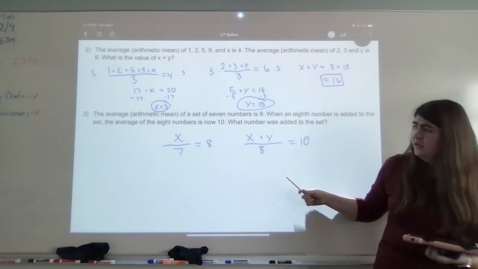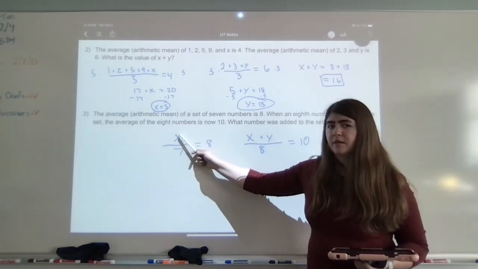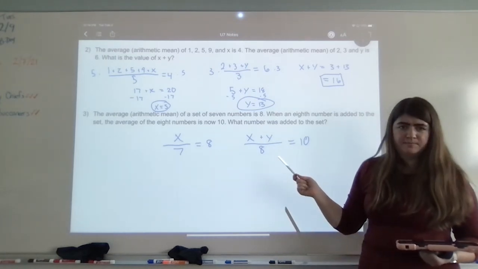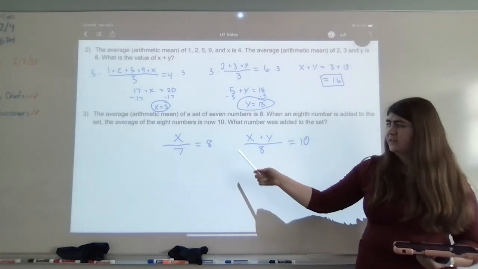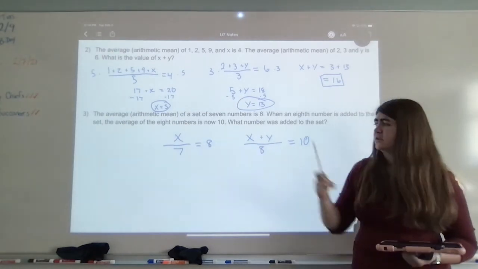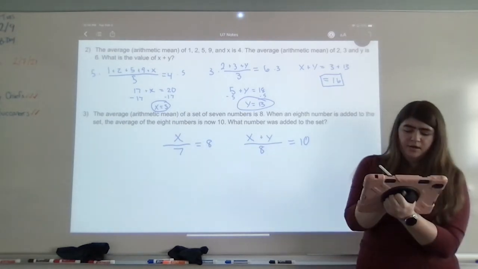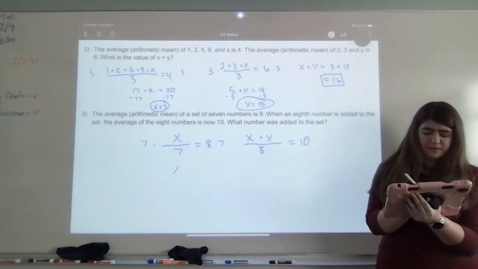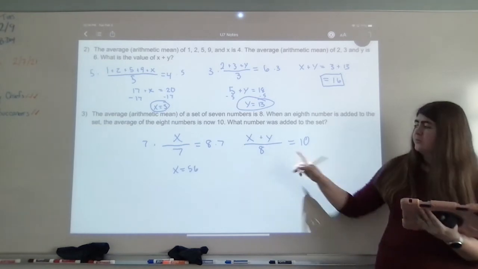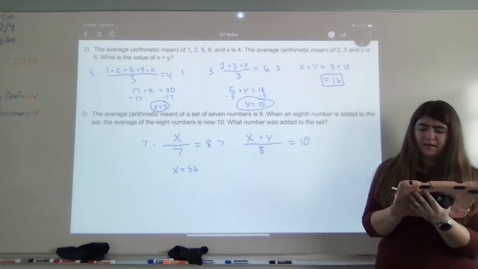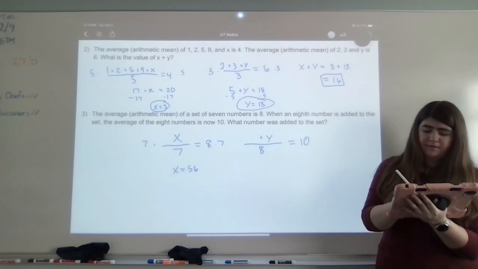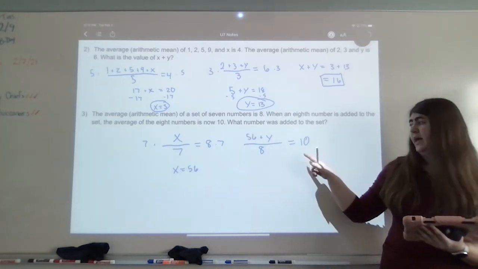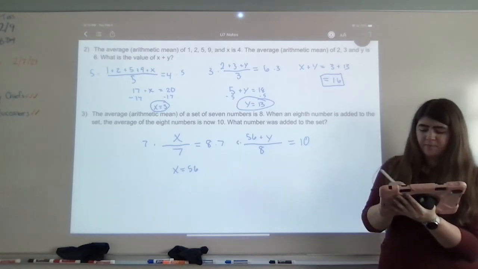So we're missing the sum of all the numbers, and when we have that sum, then we can use that to solve for our missing piece. So 7 times 8 will give me the sum of all of my 7 numbers. So if I multiply that, 7 times 8 is 56, so x is equal to 56. So this formula is actually, instead of x plus y, it's 56 plus our unknown number divided by 8 is equal to 10. So I'm going to multiply both sides by 8.